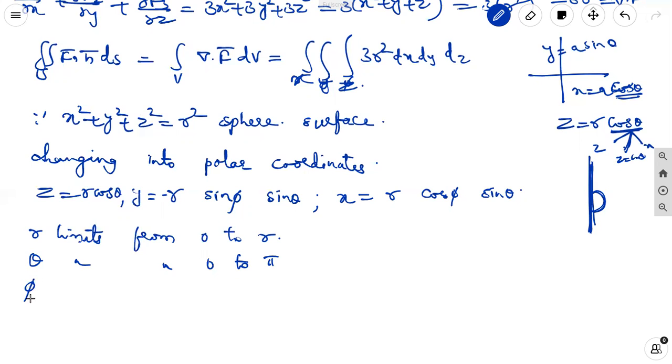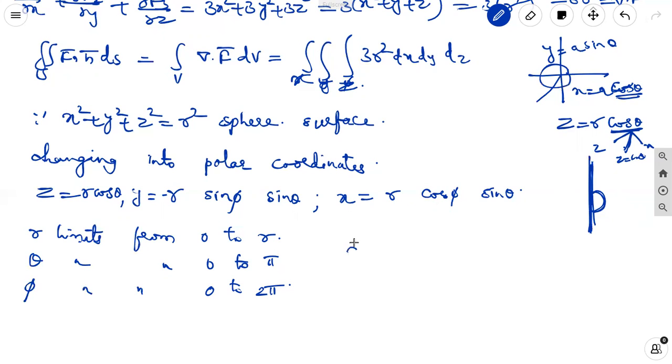Next, phi limits. It is a circle. That is the circle form. Why? Because x and y are making a circle. But z is the base. That is the axis of z. So it's 0 to 2 pi. Clear? Limits are, yes, ma'am, r from 0 to r, theta 0 to pi, phi 0 to 2 pi.